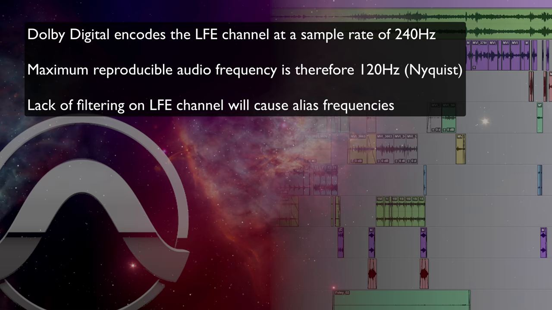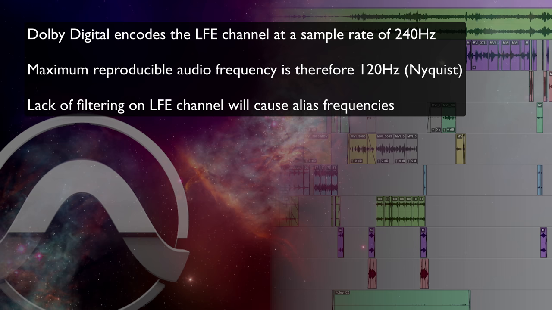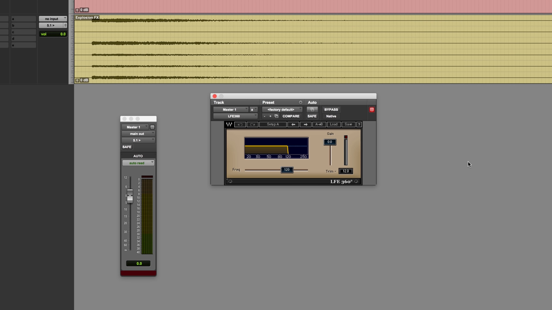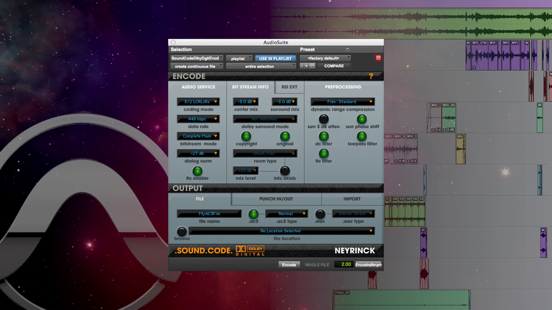The problem with this is, if you haven't pre-filtered the LFE to remove anything above that frequency, 120, you'll end up with alias frequencies due to the low sample rate's inability to properly represent anything above half the sample rate. Yet again, this is a whole topic in its own right, but just remember, if it's going to Dolby Digital, at some point, filter the LFE at 120 Hz. I should also mention that most Dolby Digital encoders, such as this one from Nayrink, do allow you to filter the LFE channel at the encoding stage if you haven't done so already.